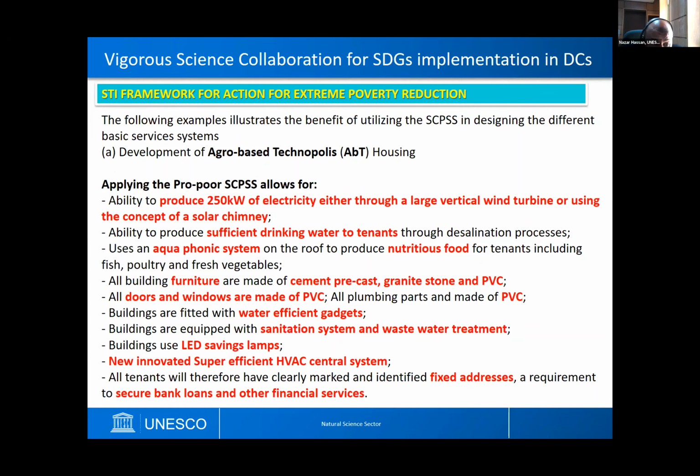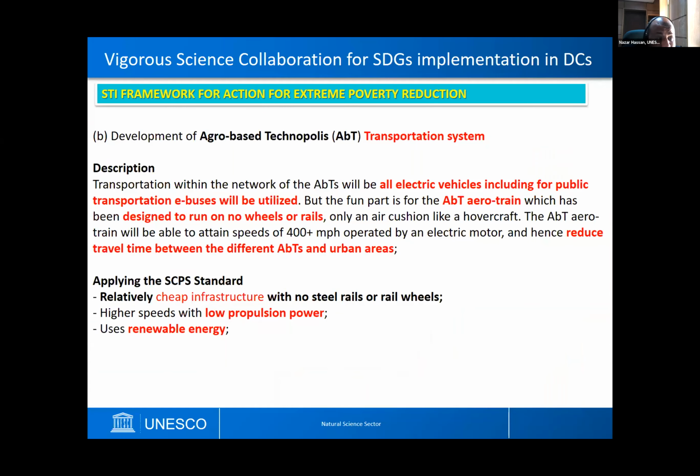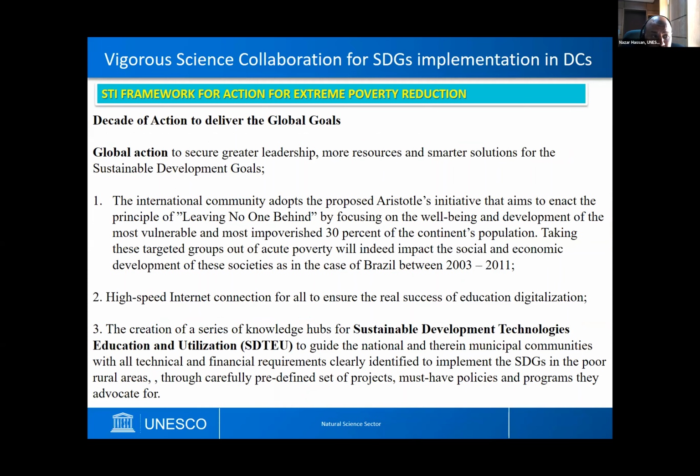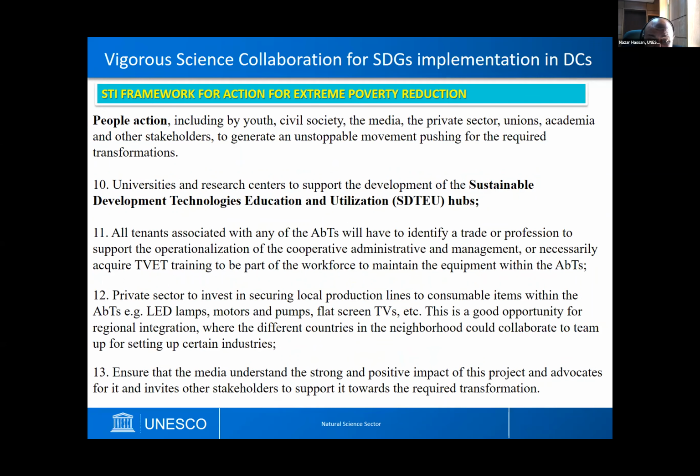And so you see that in terms of environmental commitment, it's very committed to the environmental dimension. Buildings are fitted with water-efficient gadgets, using LEDs, new innovative super-efficient central AC system, and all tenants will therefore have clearly marked and identified fixed addresses, which is a requirement for secure bank loans. These are kind of a model for those housings. And by the way, the framework closely follows the UN Decade of Action to deliver on the global goals, the local action, and the people's action as well. Universities and research centers need to support the development of these technologies, education, and utilization hubs.